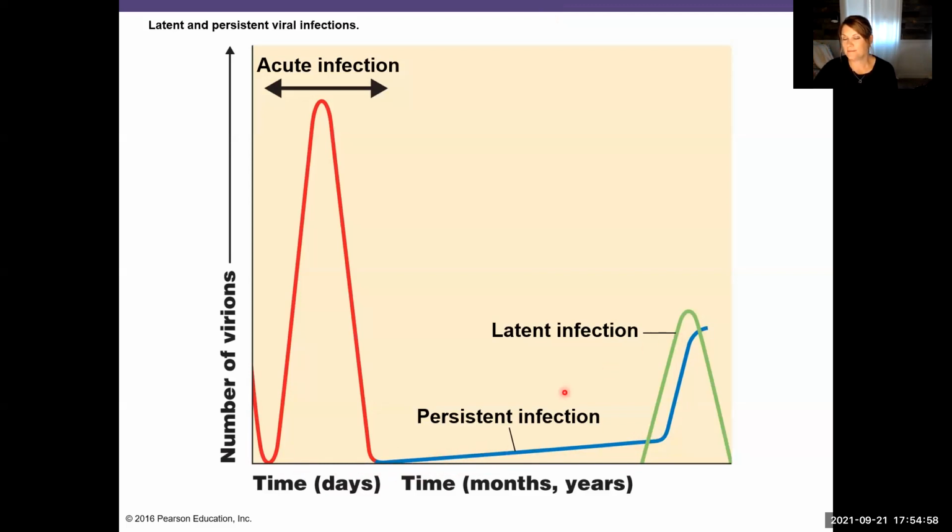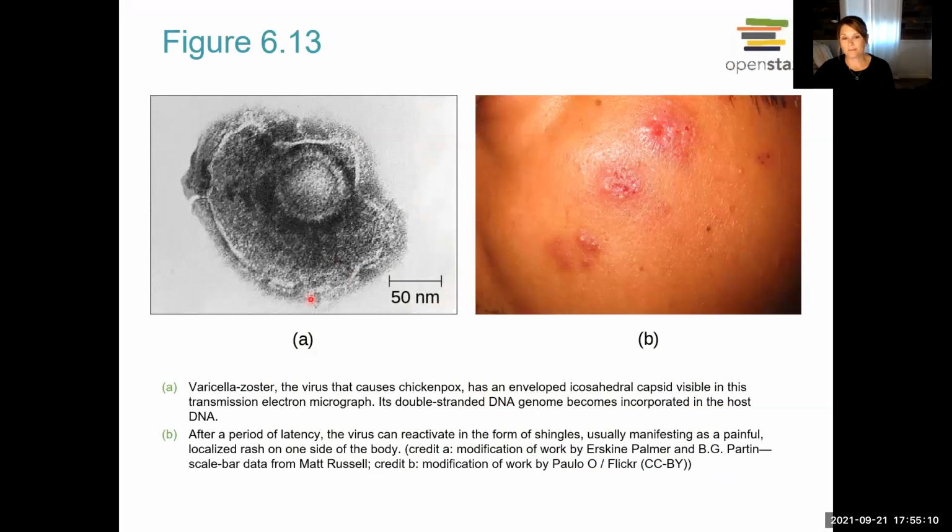Okay, whereas latent, you don't have any symptoms maybe for years, and then you might have symptoms, and then it goes away, and then you might have symptoms again, and then you might have symptoms again. Okay, so here's an example.